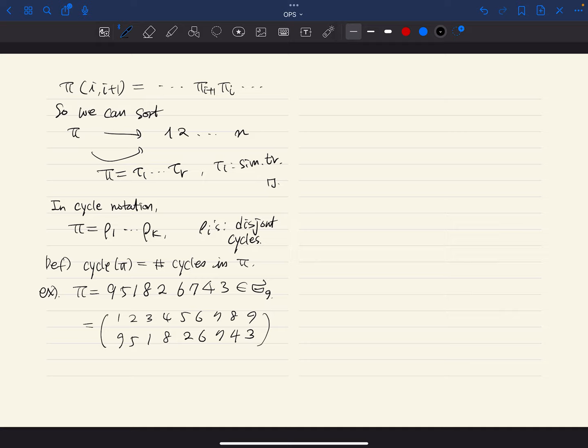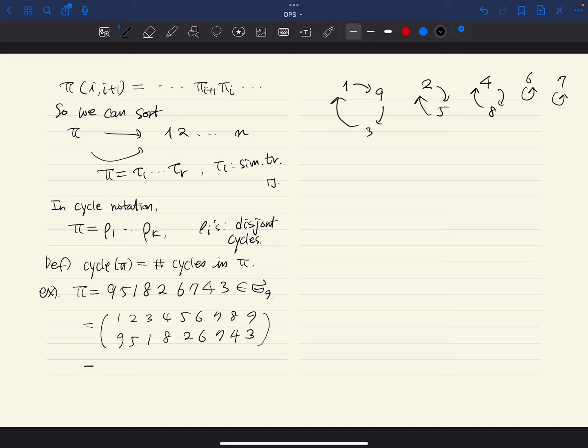To do that, let's begin with 1. 1 goes to what? 1 goes to 9. So we draw an arrow like this. 1 goes to 9, and 9 goes to 3. And 3 goes to 1, back to 1. So we complete the cycle like this. And of the remaining integers, what is the smallest? 2. 2 goes to 5. 5 goes back to 2. And 4 goes to 8. 8 goes to 4. And 6 goes to itself. 7 as well. And I think that's it.